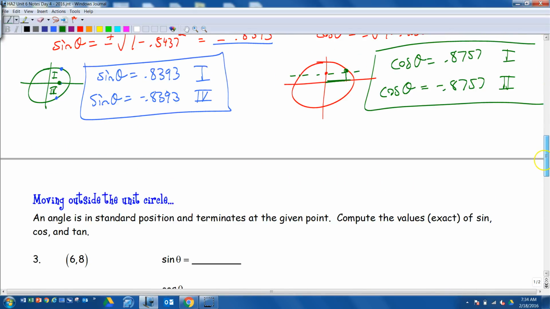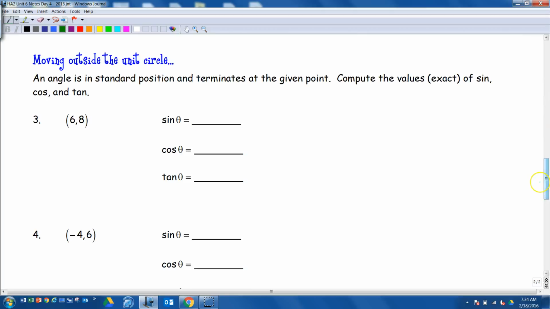Alright, so that's that. We're also going to move outside the unit circle and just draw reference angles. So I have a 6 here, then I go 8 up, and then I draw the angle back to get this reference. Okay, so that's how you draw your triangles. The reference should be at the origin, not the right angle. Go X, Y, and then draw back.